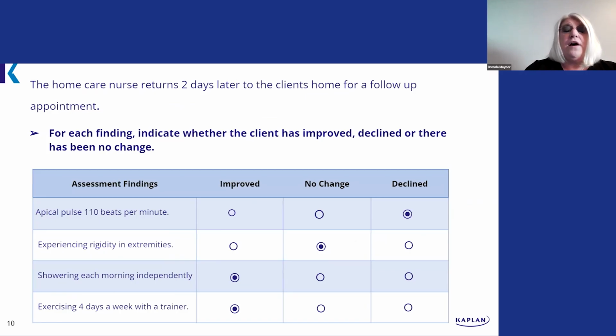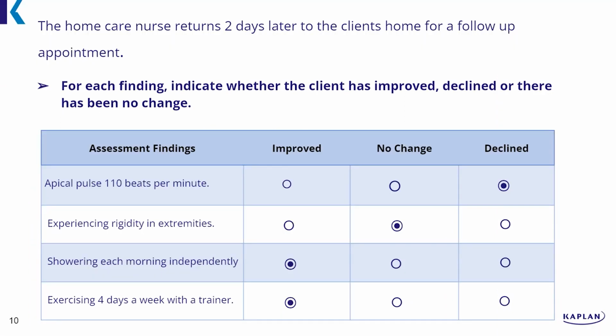This is a view of a 3-column matrix multiple choice item where you would choose one option per row, same as the 2 column. In this example, you will be asked to identify if the assessment findings have improved, there has been no change, or if the client's condition has declined. So let's take a look at a couple line items here.